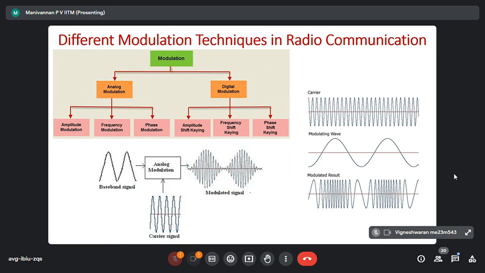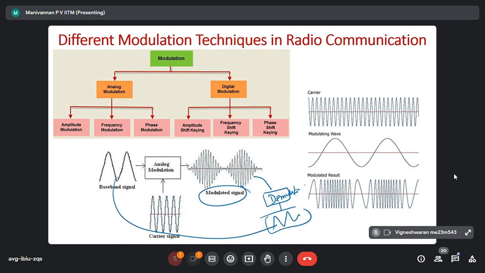This is called modulation. This is given to the demodulator, and from this, the original signal is recovered at the receiver. So in between, you have a radio frequency signal. This signal is nothing but transmitted wirelessly.